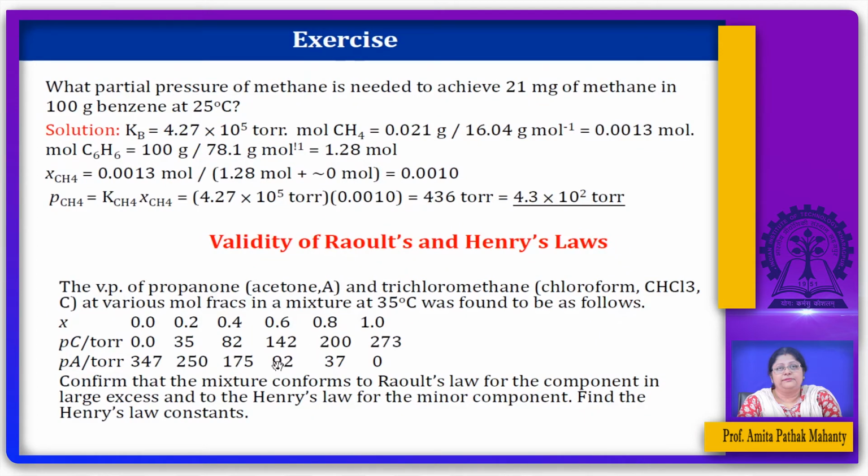You have to show that for the solute it is following Henry's law, partial pressure of B, PB, equal to the mole fraction of B into the Henry constant, and for Raoult's law it is going to be PA equal to the mole fraction of A in the solution into the vapor pressure of the pure solvent A. You have to plot and then see.